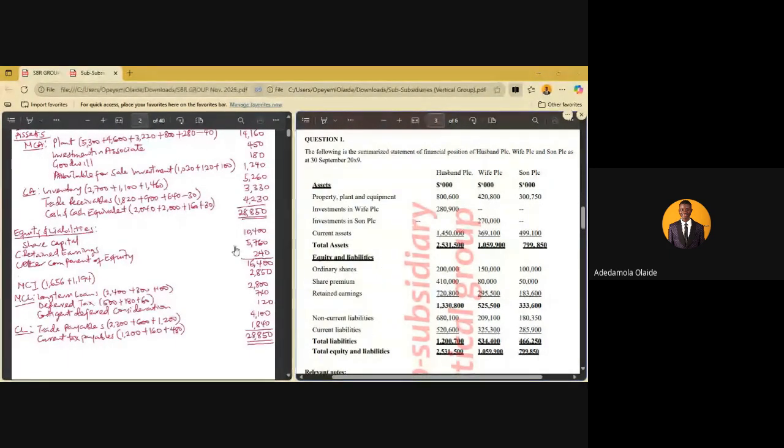Okay. Question one. The following is the summarized statement of financial position of Husband PLC, Wife PLC, and Son PLC as at 30th September 20x9. So we have assets, equity and liability, non-current liabilities. All figures are assumed to be correct.